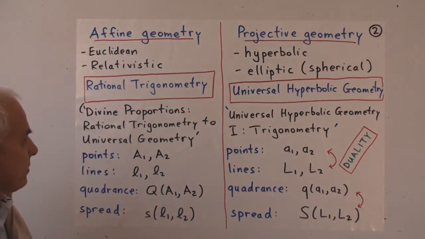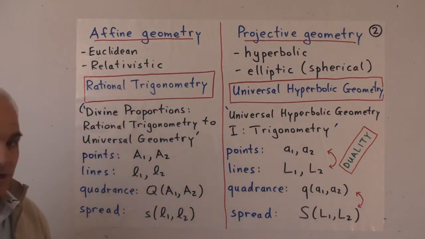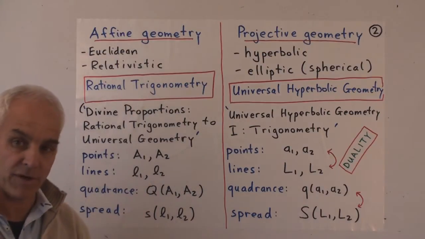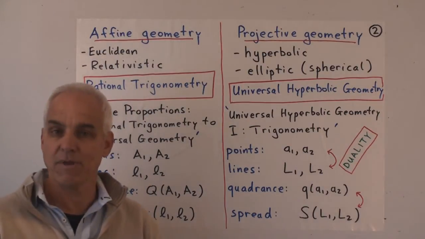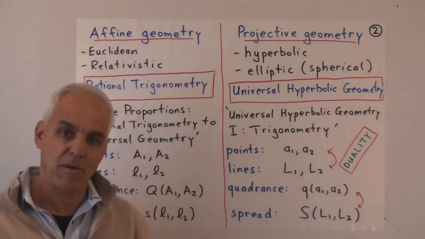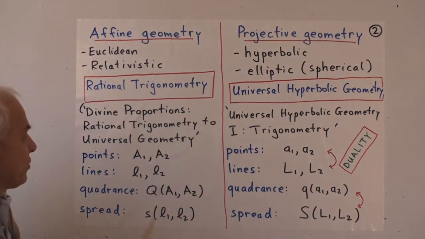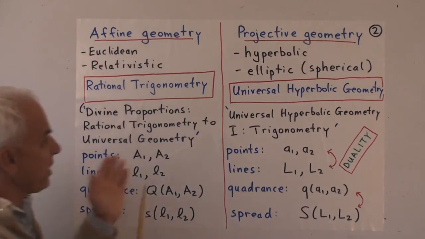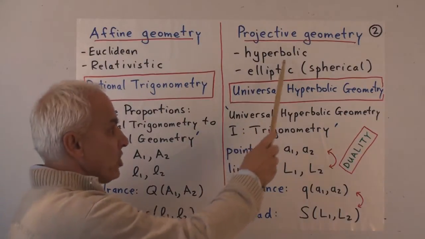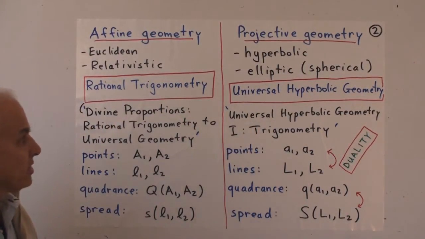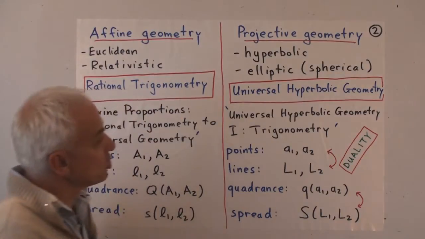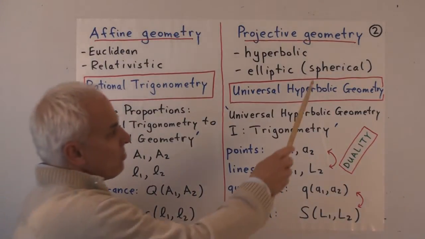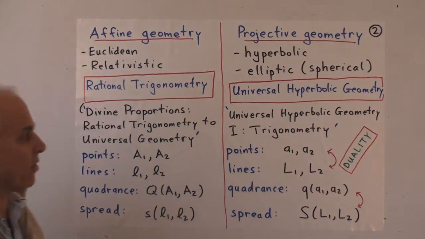Over here, we not only have Euclidean geometry, but also relativistic geometry, as appearing in Minkowski, Einstein's approach to relativity. Here's where rational trigonometry takes place, as described in my book, Divine Proportions: Rational Trigonometry to Universal Geometry. Over here, well, we have the hyperbolic geometry, which is the main object in this course, but we have a related geometry called elliptic geometry, or sometimes pretty close to spherical geometry.